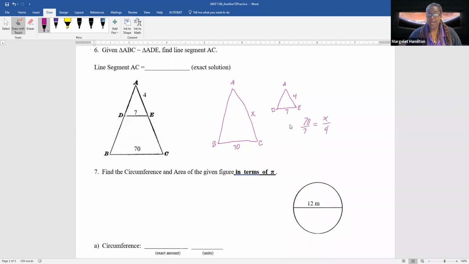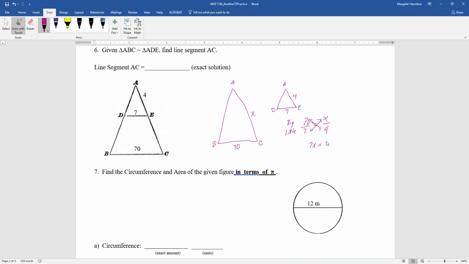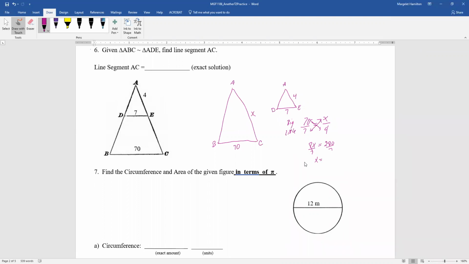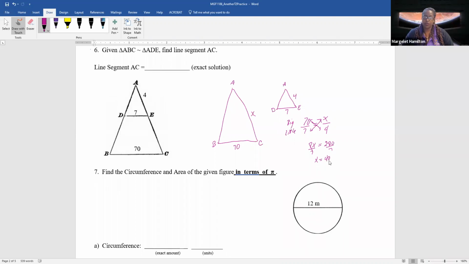All right. So now, okay, now let's go ahead and do our math. We're cross multiplying now. So now we're actually finding the side. So we're cross multiplying. So we have 7x equals what? 280. Then we're going to divide. How many times does 7 go into 280? 40. So we have x equals 40.